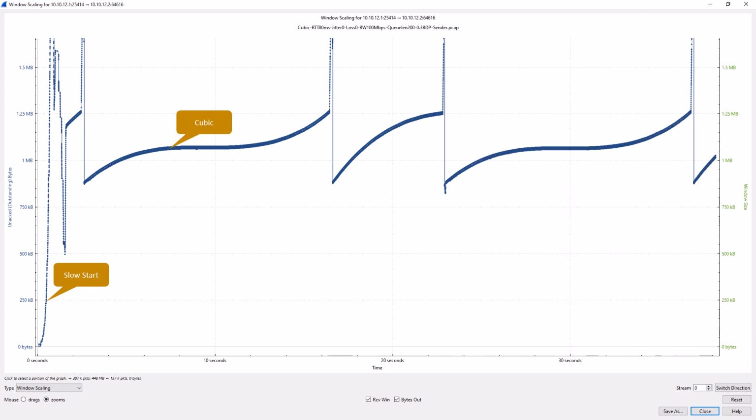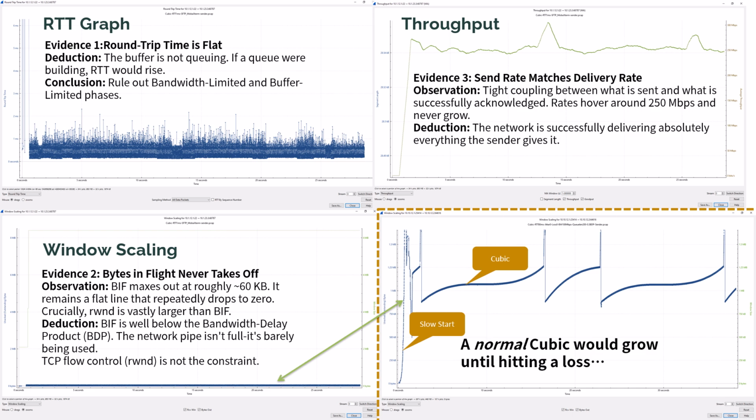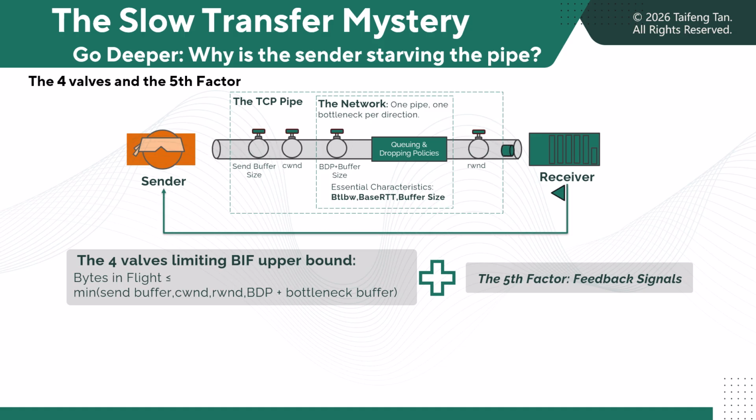Here's a cubic curve for comparison in a scenario with fixed available bandwidth, fixed buffer size, and tail drop. In it, you can see the slow start curve and the periodic cubic curve. Clearly, in our current case, bytes in flight does not grow in line with cubic CWND. All right, among these 4 valves, send buffer, CWND, RWND, BDP plus bottleneck buffer, we've ruled out 3. That leaves only 1, the send buffer.